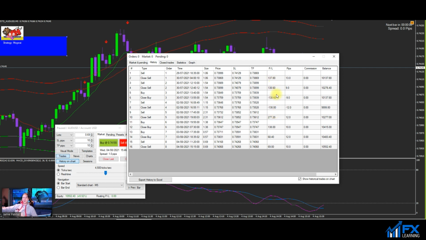Now notice what I've done in this situation. First trade, I made £137. Second trade, I made £138. Then I lost 138. I lost 138 again. Also, take note, they're the same risk. And this is where you want to be. After a few trades, I banked profit. By the sixth trade, I'd banked profit. And now look what I've done. Started to reduce the risk.